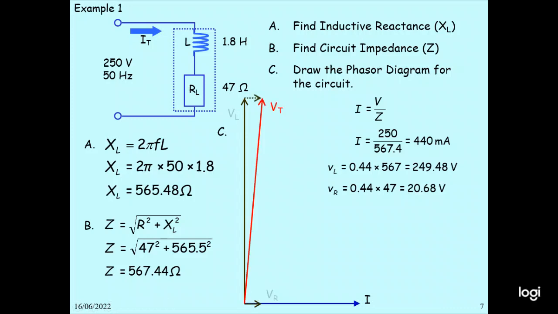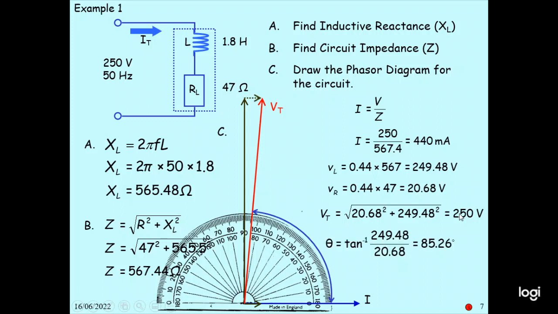VS equals the square root of 20.6 square plus 249.48 square. You got the 250 volt. So this is the way we calculate. Tangent theta equals 249.48 divided by 20.68. You got that to be 85.26 degree.